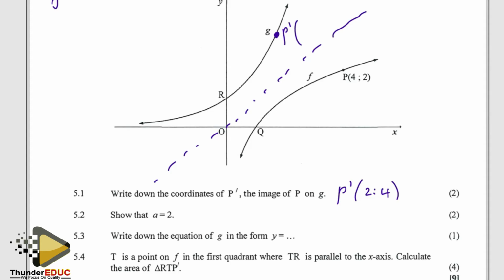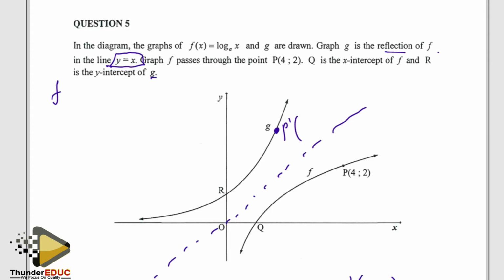Then can we show that a is a 2? So where do we find a? It's in the graph of f. So we're going to use the points on f. So we know that f of x is the same as y. So I'm going to say f of x is equal to the log ax. Remember we said this is the same as y. So if I try to change this into exponential format, it will be the same as a to the y is equal to x.